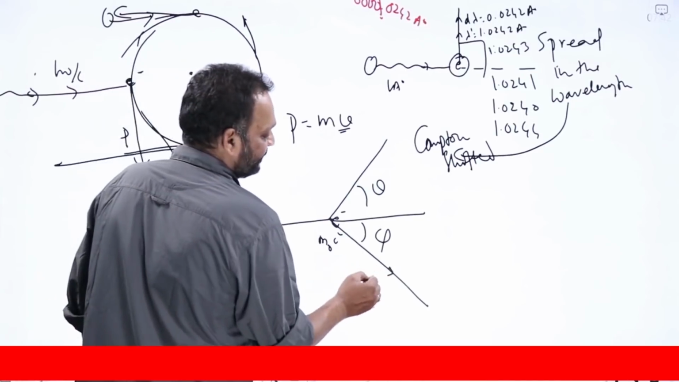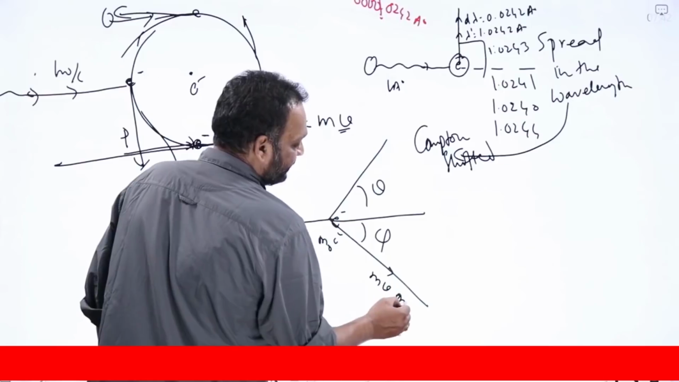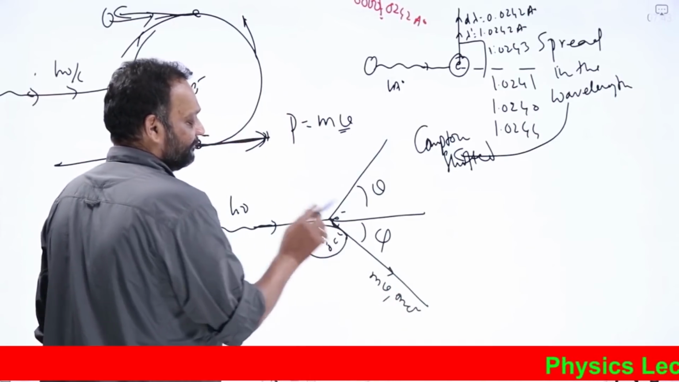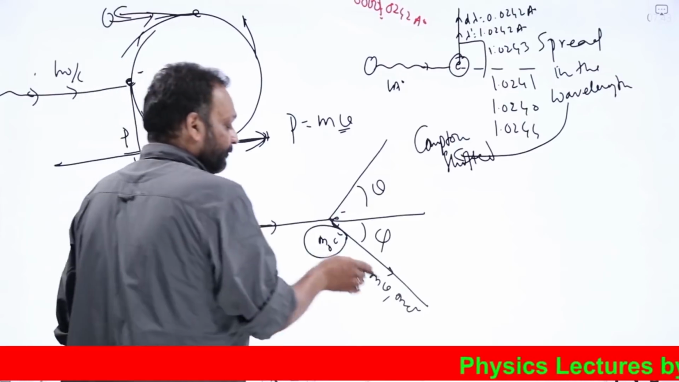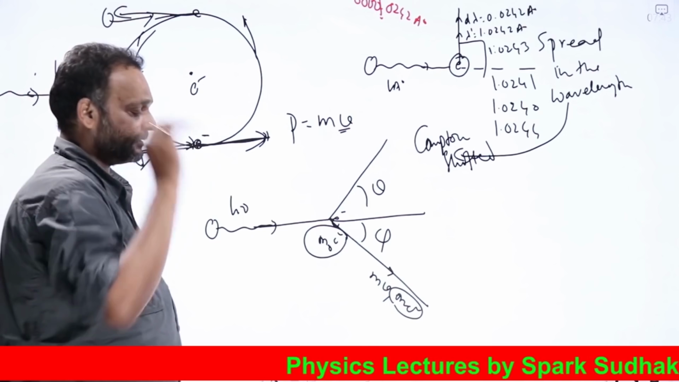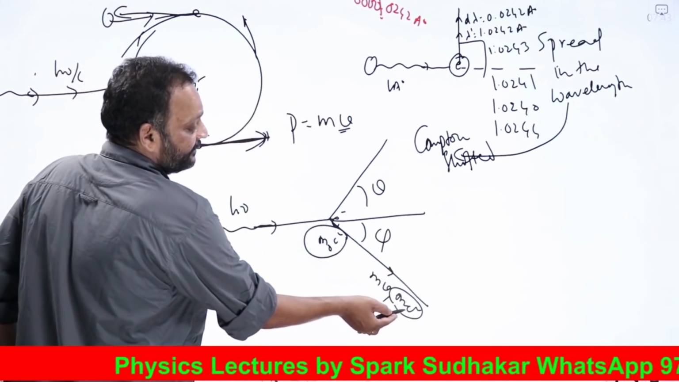Here its momentum is mv and its energy is now becoming mc square. Initially, what is its energy? m0 c square. It is having only rest mass energy. Now our electron is also moving, so its energy becomes m0 c square by root of 1 minus v square by c square. Now its energy has become mc square.